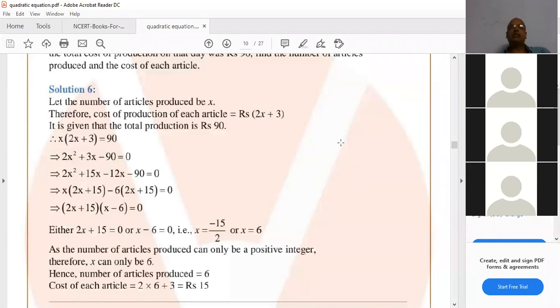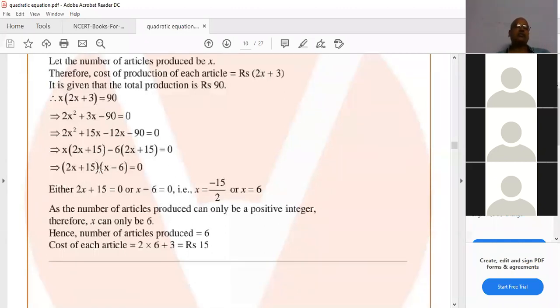That's why I selected 15 and 12, 15 times 12 is 180. But I have to get plus 3 now. That's why plus 15 minus 12. If you multiply, you will get minus 180. If you add, you will get 3. That's why I am splitting 3x like this: 15x minus 12x minus 90 equal to 0. Then I can take x common in the first two: x of 2x plus 15. And in the next two terms, I can take minus 6 common: 2x plus 15. Hence, 2x plus 15 of x minus 6 equal to 0.